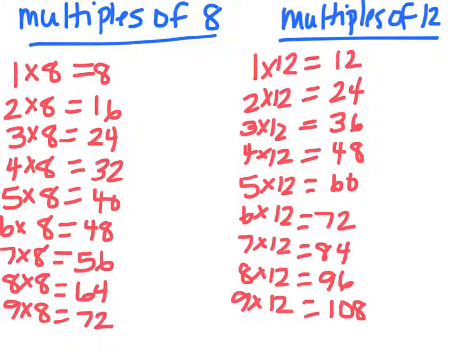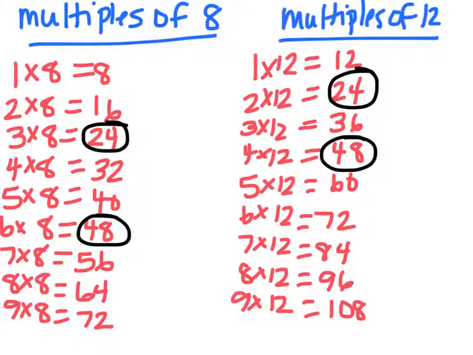common multiples. Well, both 8 and 12 have a multiple that's 24. Both 8 and 12 have a multiple that is 48. And both 8 and 12 have a multiple that is 72. So our common multiples are 24, 48, and 72.